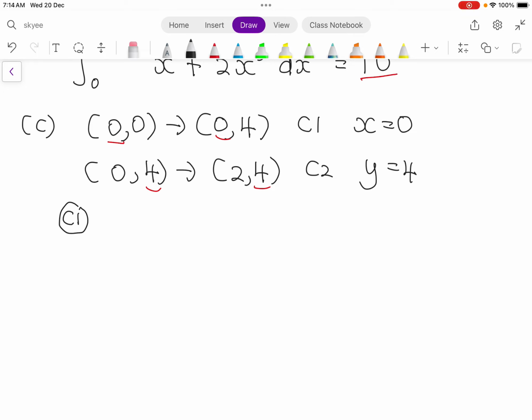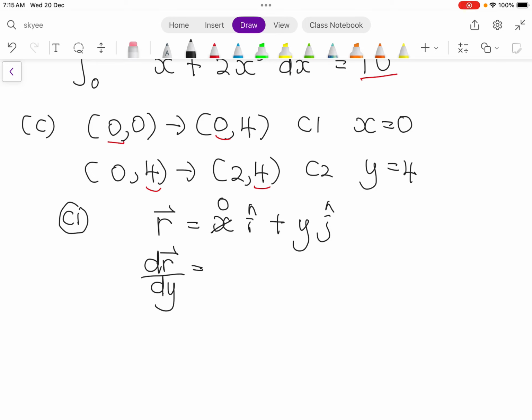Very similar. We look at C1 first. R equals x plus y. This is always the same. So we look at path C1. Here x is equal to 0, so we replace x with 0. So we cannot do dr dx, we can only do dr dy, which is equal to j.